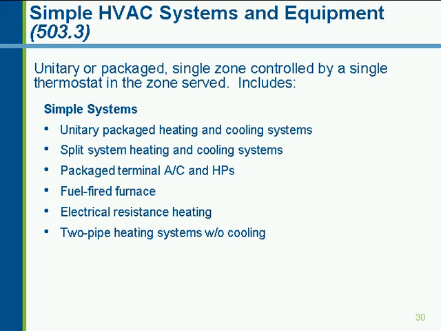Okay, that concludes an overview of the mandatory requirements that apply to both simple and complex systems. Now we'll talk about some of the individual requirements for either simple or complex systems. First, simple systems. Simple systems are unitary packaged single-zone systems controlled by a single thermostat within the zone served. Those systems include unitary packaged heating and cooling systems, split system heating and cooling systems, packaged terminal air conditioners and heat pumps, fuel-fired furnaces and unit heaters, electric resistance heating, and two-pipe heating systems without cooling. So that's the only type of hydronic system that is included, a two-pipe heating system without cooling.